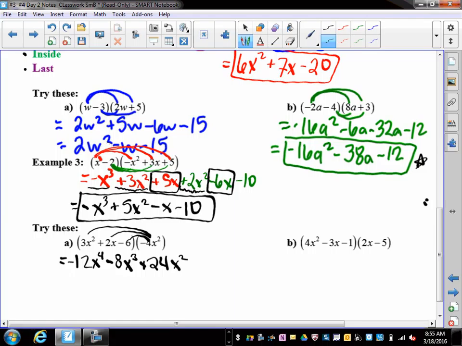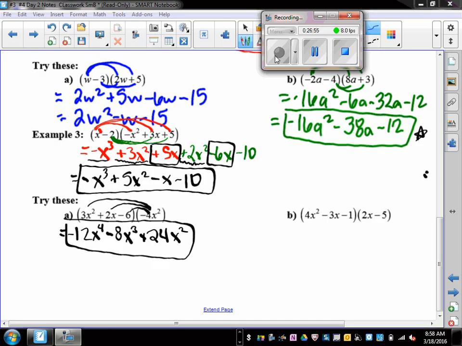Alright, can we combine anything? Yeah, what can we combine? Nothing. Nothing! They're different degrees! Is it in standard form? Oh, we're done. It's in standard form. There's nothing we can combine, that's it. That one wasn't bad, right? Alright, now I want you to try letter B. This is more like what we did up top. So do letter B next.